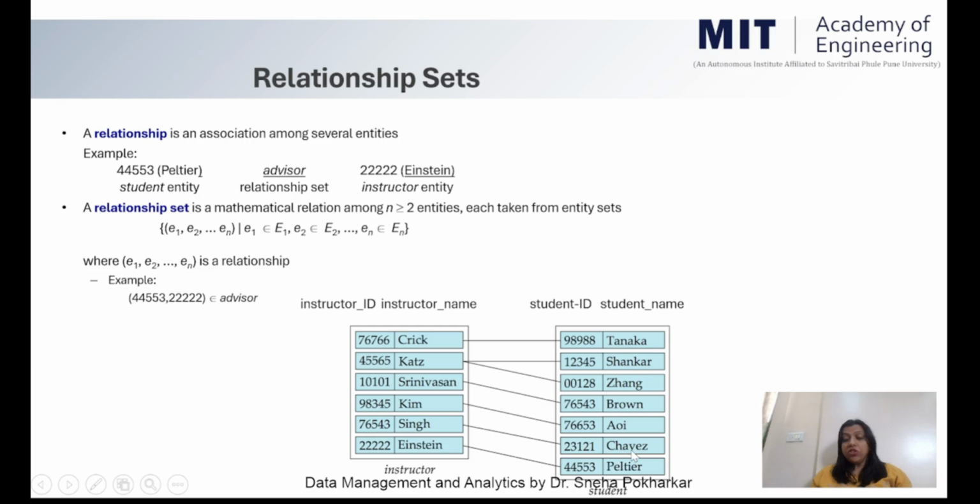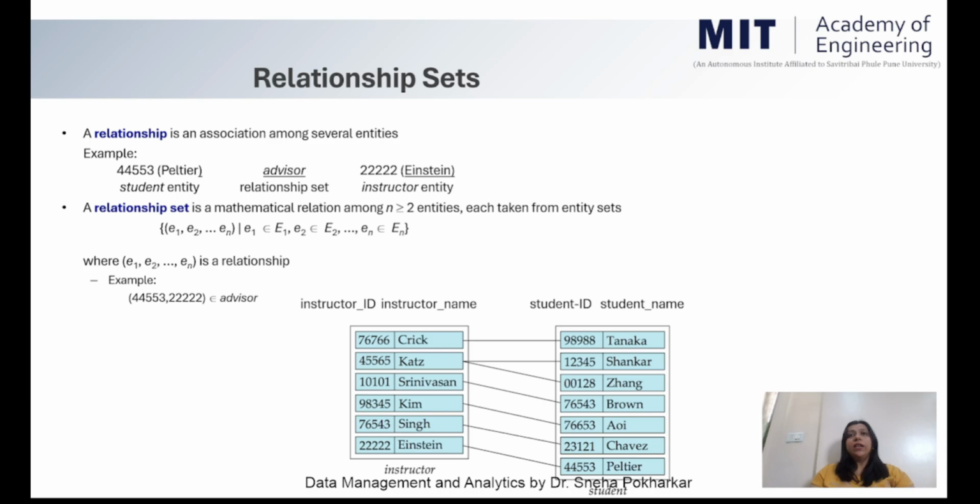For Chavez, 23121, the instructor or mentor is Singh. For Oi, it is Kim. For Brown, it is Srinivasan. Then Shankar and Jang, these two students have the same mentor, that is Katz. And Tanaka is a mentee of mentor Crick. So this is nothing but a relationship, an association among different entities.